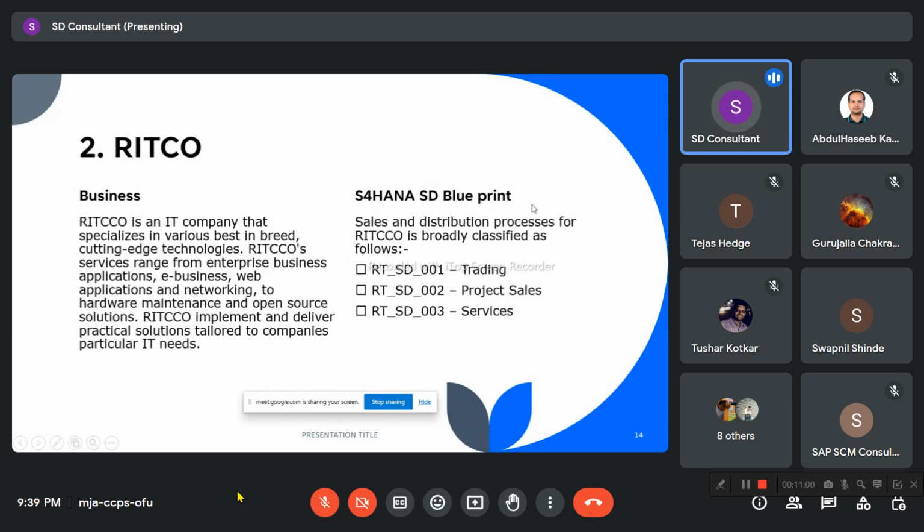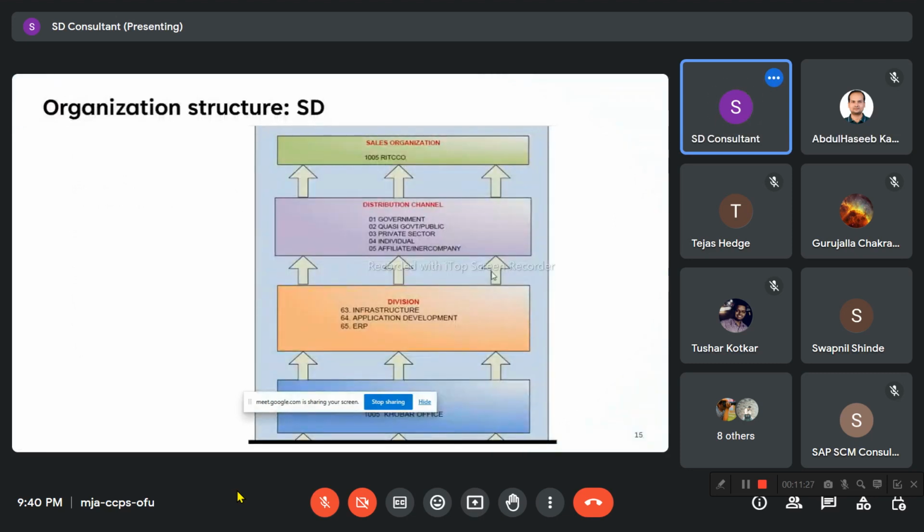From the SAP standpoint, we have majorly three different processes captured. One is the trading business, another is project sales, and another is services. The actual SD scenario, we will not consider as an SD scenario. It will be mostly PS module project sales and customer service. Even for trading, we need to check at what level it is involved. I did not check the detailed level of processes. On the organization structure side, for SD, 1005 is used as the sales organization.